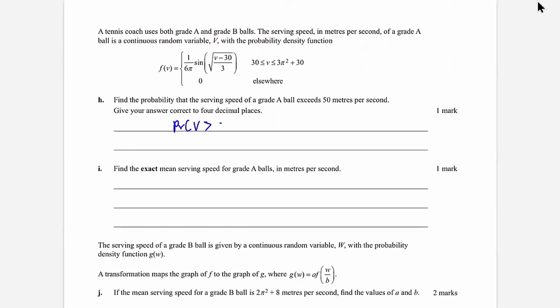Probability that V exceeds 50. This one's just you evaluate the integral and you're going to get 0.1345. And the exact mean is the expectation of V, from 30 to 3 pi squared plus 30.